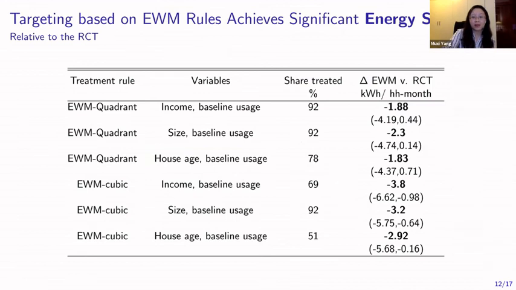So what are the gains from targeting using those rules? The final column in this table shows the energy savings relative to the average treatment effect on the treated in the original RCT. And I should mention that the average treatment effect on the treated is about 3.63 kilowatt hours per month. So we can see that in terms of energy reduction achieved, all the EWM quadrant and cubic rules outperform random assignment. And some cubic rules even double the savings. And the difference is statistically significant.